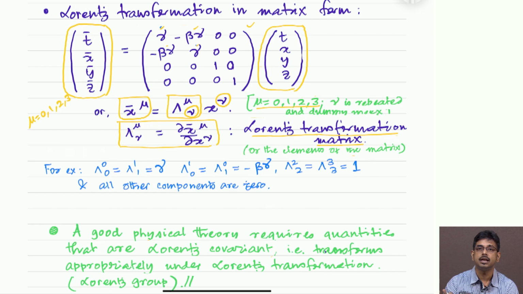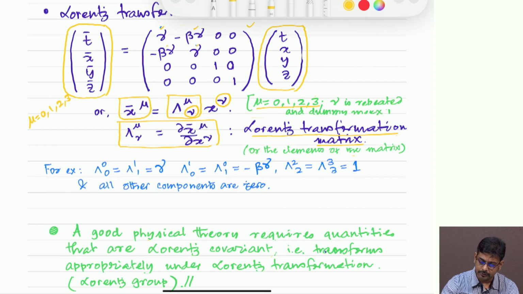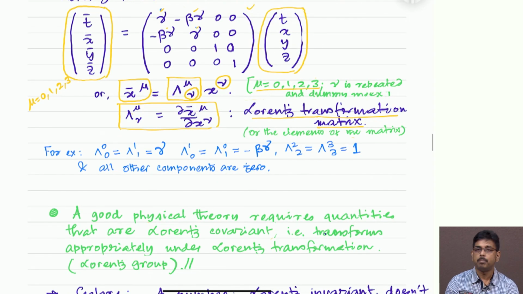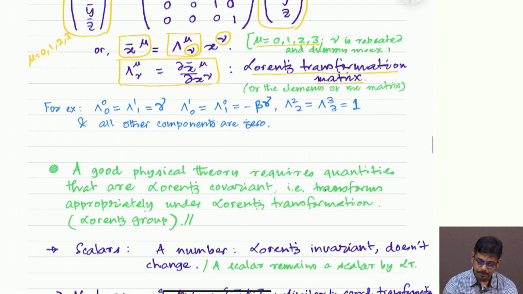So, this is precisely what defines the Lorentz transformation, which takes you from one inertial frame to the other inertial frame, and this is the component notation which we are going to use. Now, why is this transformation required? We say that a good physical theory requires quantities that are Lorentz covariant. That means they transform appropriately under the Lorentz transformation.